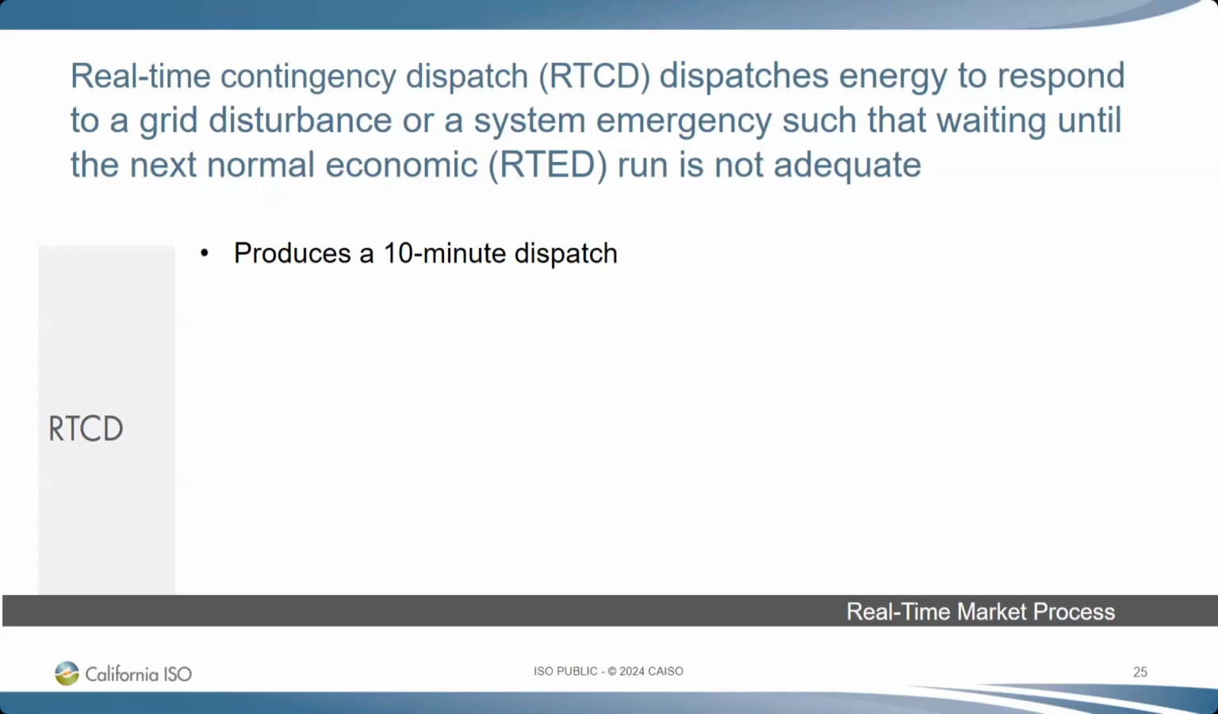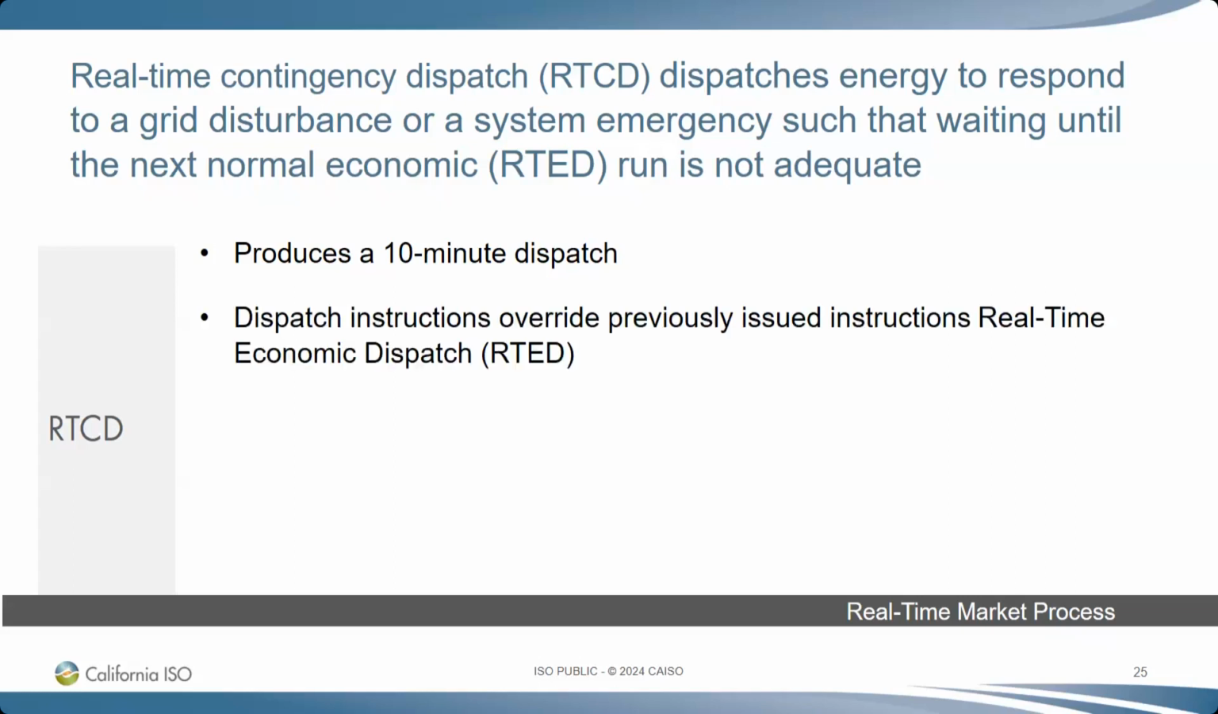It produces a 10-minute dispatch, and those dispatch instructions override any previously issued instructions that you receive, those real-time economic dispatches. So if you had one, but there's a contingency call, now you're going to have new numbers. So your resource is going to need to respond to these new instructions, and it's looking out at that 10 minutes instead of the 5-minute.